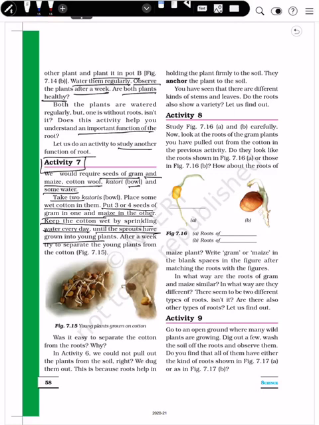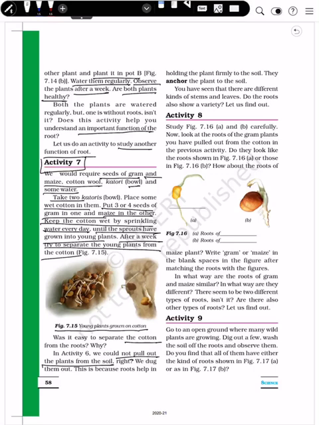After a week, we will try to separate the young plants from the cotton. You can see in figure 7.15 that young plants have grown on the cotton. So it is not very easy to pull out the plants from the cotton. And if the plants have grown in the soil, then it is again very difficult. We are not able to pull them out easily from the soil.